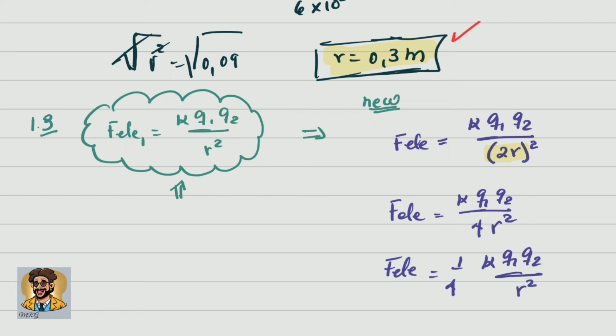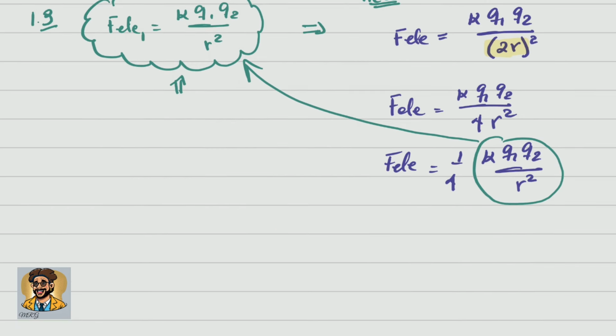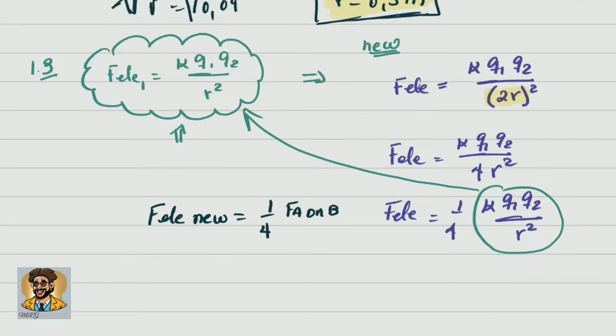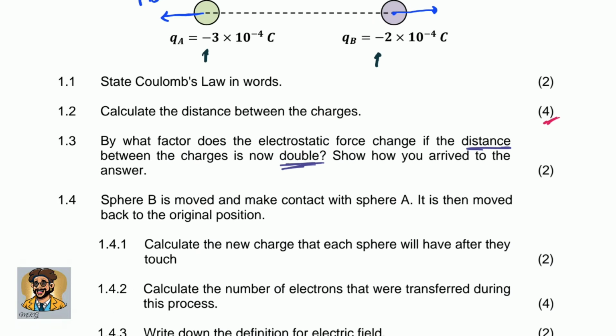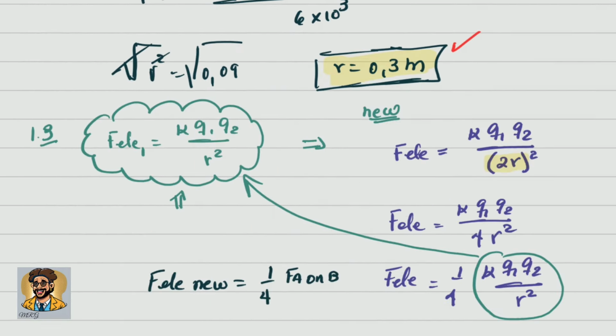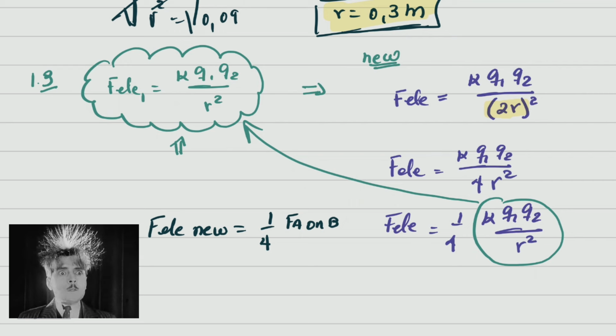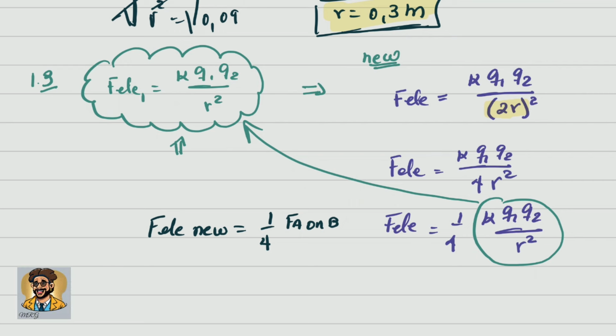But remember, this was the old force. We keep it. So the factor is 1/4 of the previous one. So we can say that the new electrostatic force is equal to 1/4 of the electrostatic force of A on B. That was the question: by what factor does the electrostatic force change if the distance between them is double? So that is the answer. I hope you really understand how to solve this type of question. There is always going to be this type of question in the test, guys.